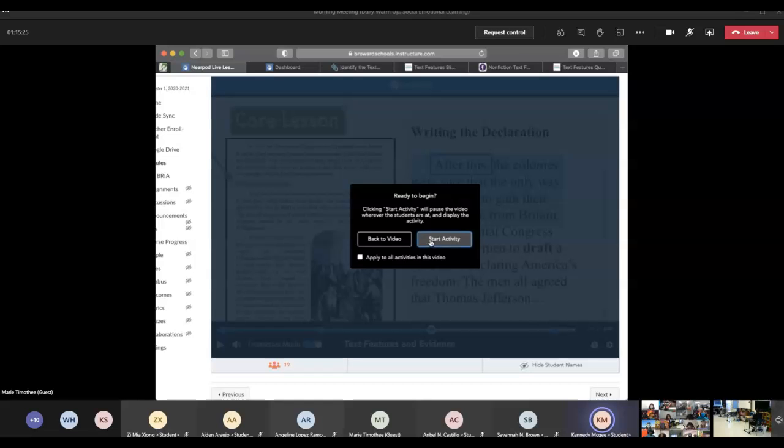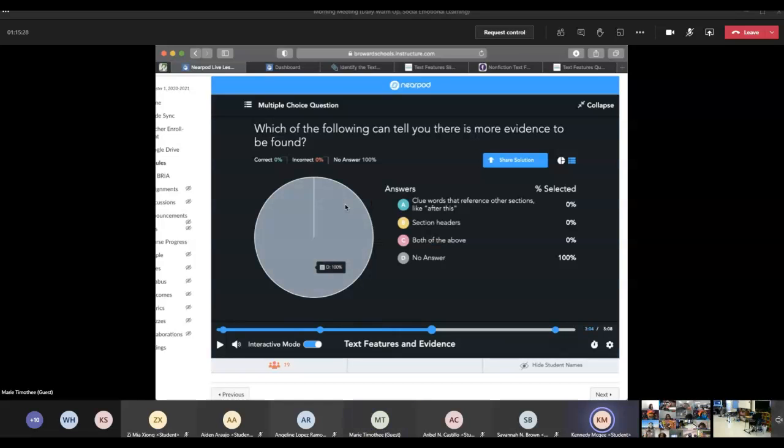Okay. So which of the following can tell you there is more evidence to be found? Clue words reference other sections like after this, section headers, or both of the above.